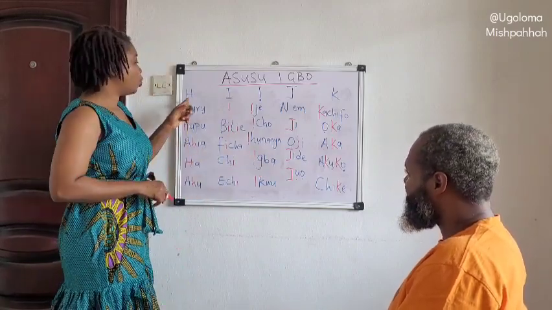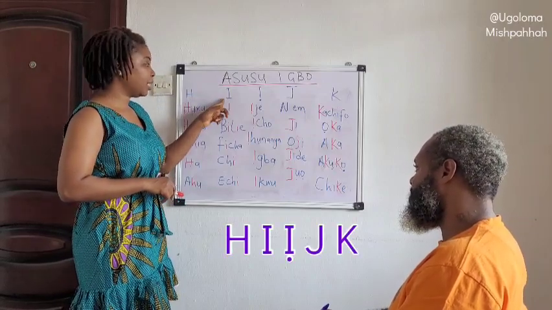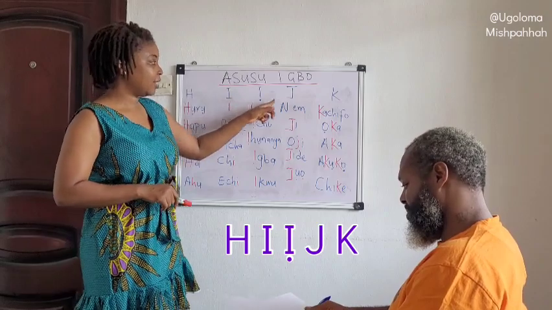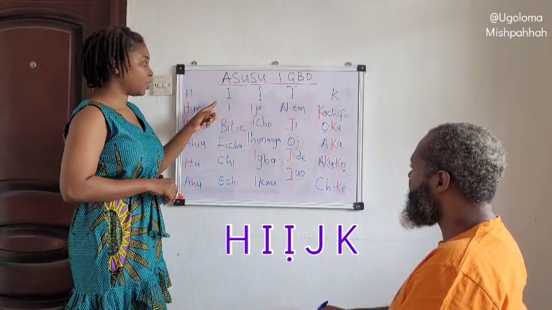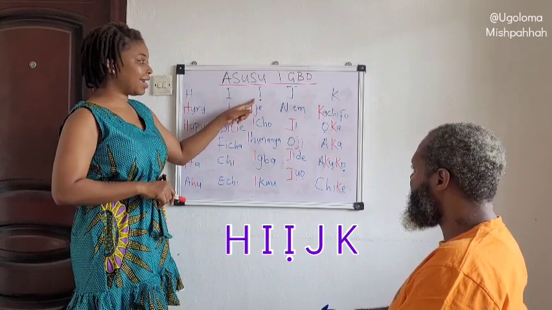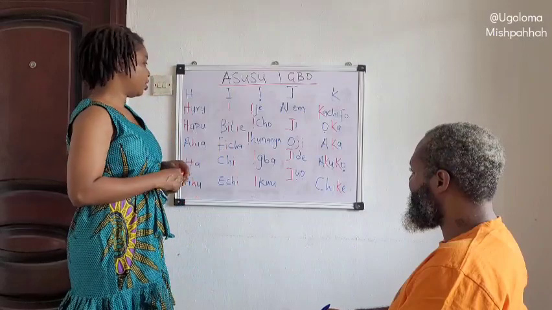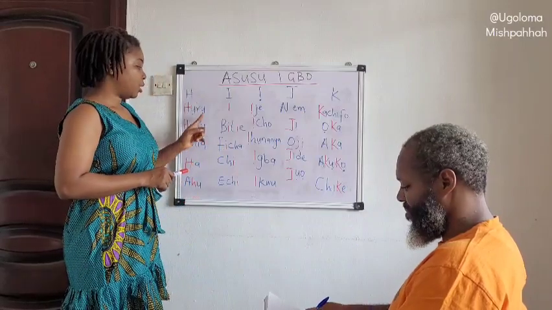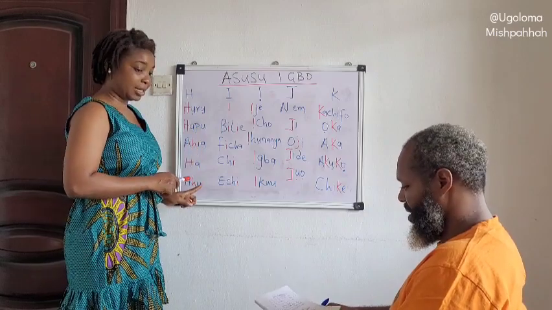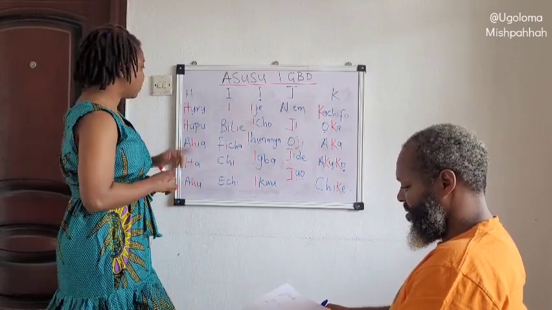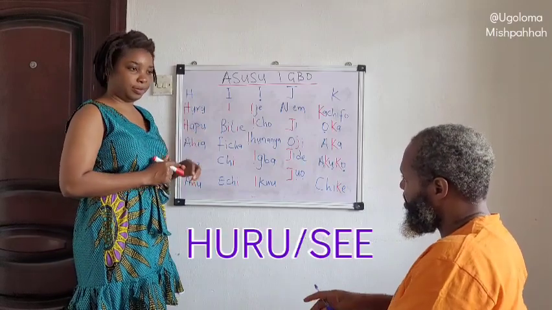So today, we are going to be following with he, e, j, k. Pronounce after me. He, e, j, k. Okay, now I'm going to pronounce two words here and then you pronounce the last three. That's how we always do that, right? Yes. Okay, now here the first one you have is HURU.